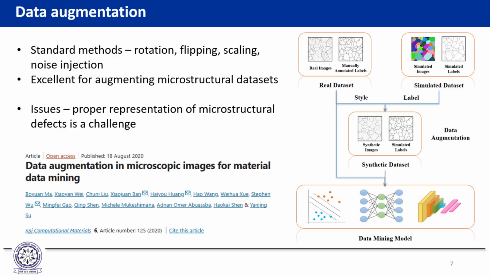So over here, this is a flow sheet from this paper by Ma, which looks at data augmentation specifically in case of microstructures for doing some sort of a data mining. And again, the idea over here is initially you will start with the real images, which you will be labeling, and then from there you will also be able to generate some simulated images.